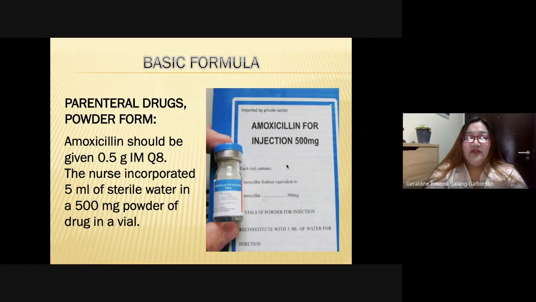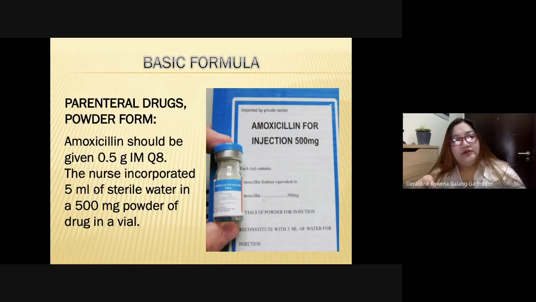Nilagyan ng nurse ng 5 ml ng sterile water. So, ano ngayon yung 5 ml? Siya yung quantity. So, what is our desired dose? 0.5 grams. What is our dose on hand? 500 mg. And what is our quantity? Kung ano yung dinagdag mo? 5 ml. The standard rule is, or the universal rule is, for every 100 milligrams of powder drug, you incorporate 1 ml of sterile water.